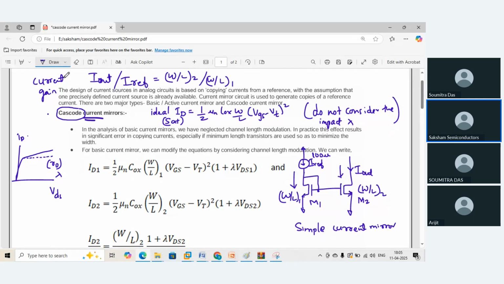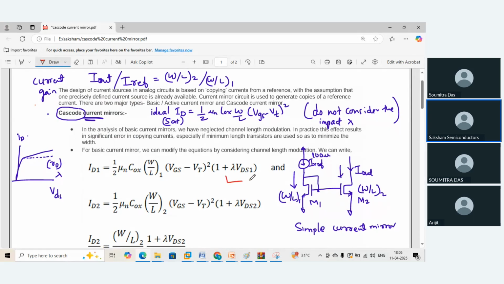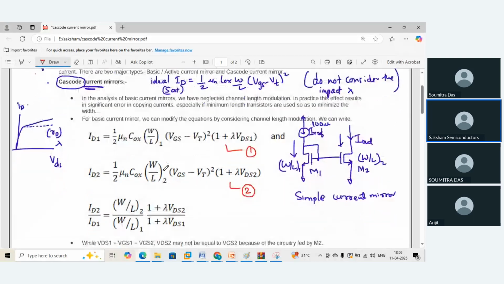And by that notion, my current equation would now change into equation number 1 and equation number 2. That's how my current equation would now look. So ID1 is 1 by 2 mu n Cox W by L of 1 (VGS minus VT) whole square. Now I cannot ignore lambda, so lambda has to be included. And how do we include it?